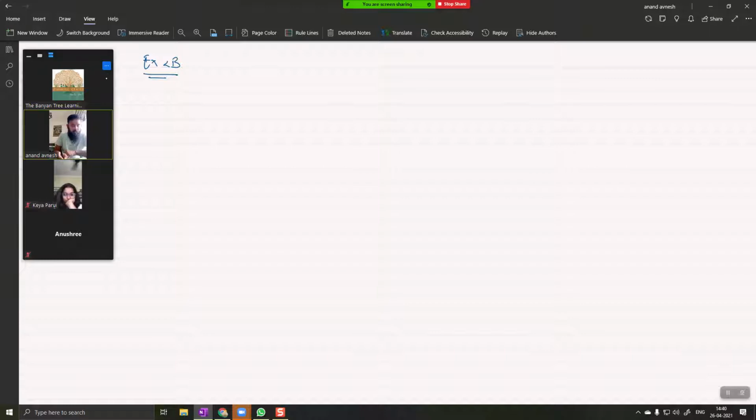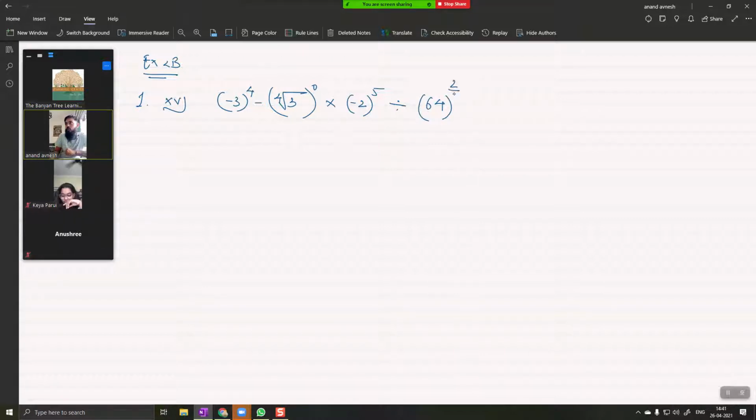Exercise 2B, question number 1, sub question 15, minus 3 raised to 4, minus 4th root of 3, the whole raised to 0, times minus 2 raised to 5, divided by 64 raised to 2/3.